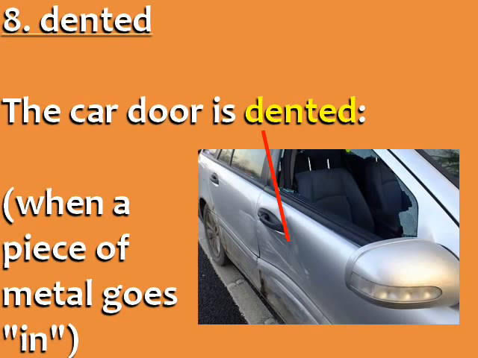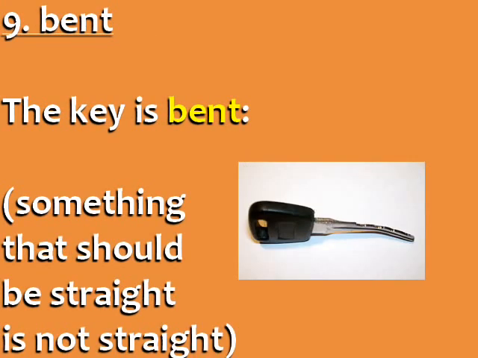Number 8. Dented. The car door is dented. This word is used when a piece of metal goes in. Number 9. Bent. The key is bent. The word bent is used when something that should be straight is not straight.